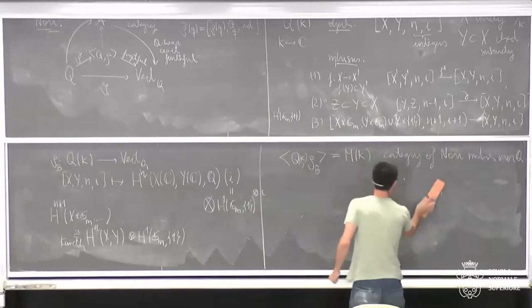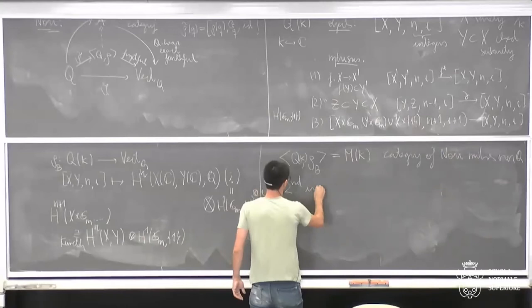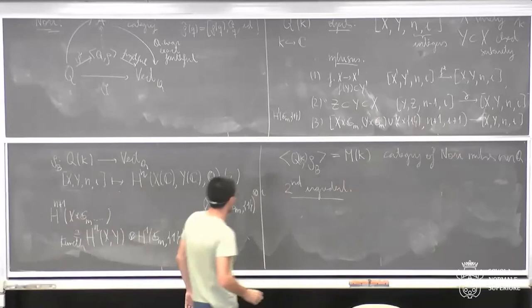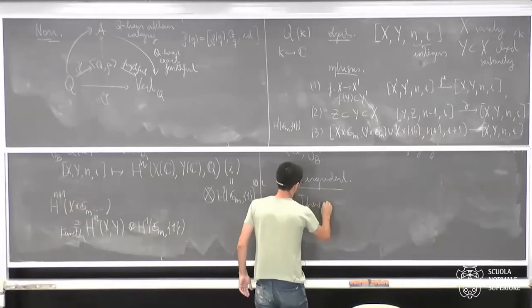Okay, so that's the first ingredient. This is the formal aspect of the construction that works for every quiver. And then there is a geometric aspect of the construction, which goes into the proof that this is actually a Tannakian category.